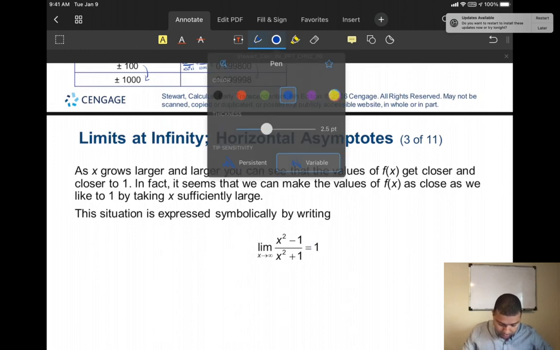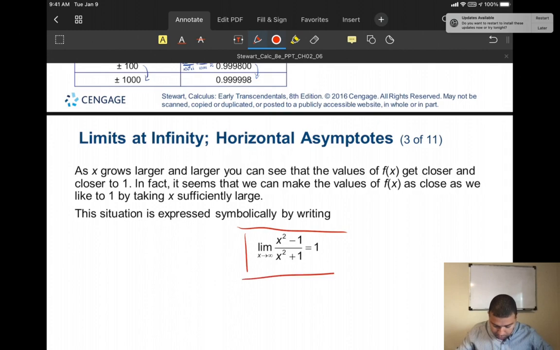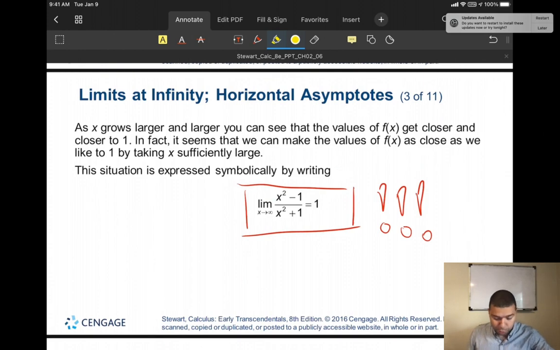Okay, take a look at this, try and understand what I said. Going back to the table is necessary, and try and understand what this equation here means. And just read this first paragraph on this slide, because it does explain a little of what I just said. As x grows larger and larger, you can see that the values get closer and closer to 1. In fact, it seems that we can make values of f of x as close as we want to 1 by taking x sufficiently large. Which goes back to when we say as close as we want by taking x sufficiently large, we're hinting towards that formal definition of limit.